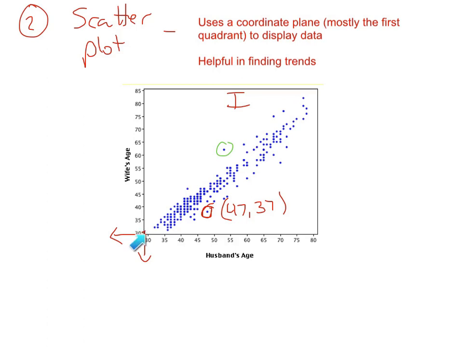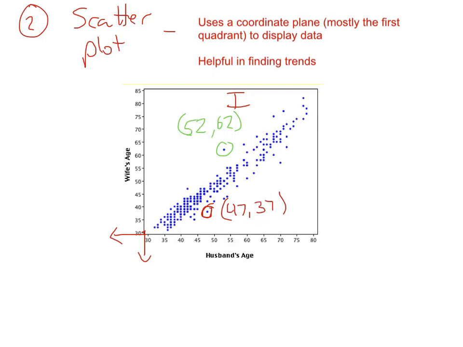Alright, so I'd start here and go over to about 52. That's the x-coordinate because it's on the x-axis, and next comes the y-coordinate. So how high is this point? Well, I'm going to go over, that's about 62. So this husband is 52, but his wife is 62. Here the husband is younger, here the wife is younger.